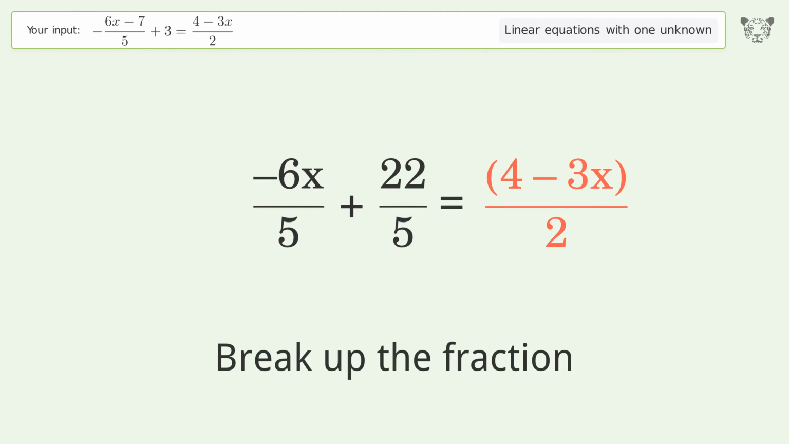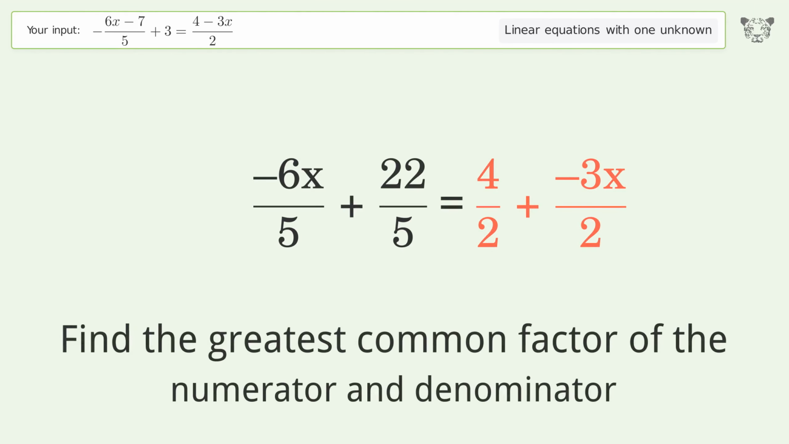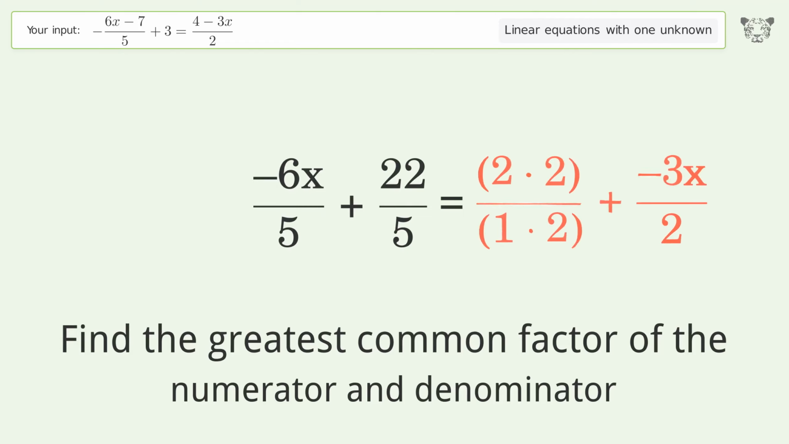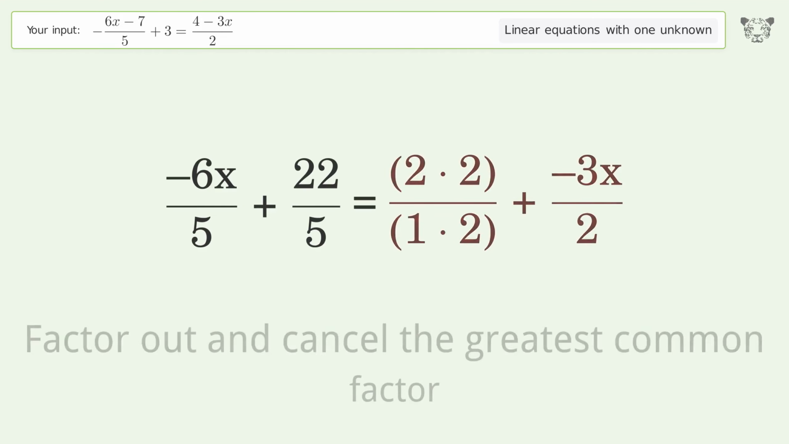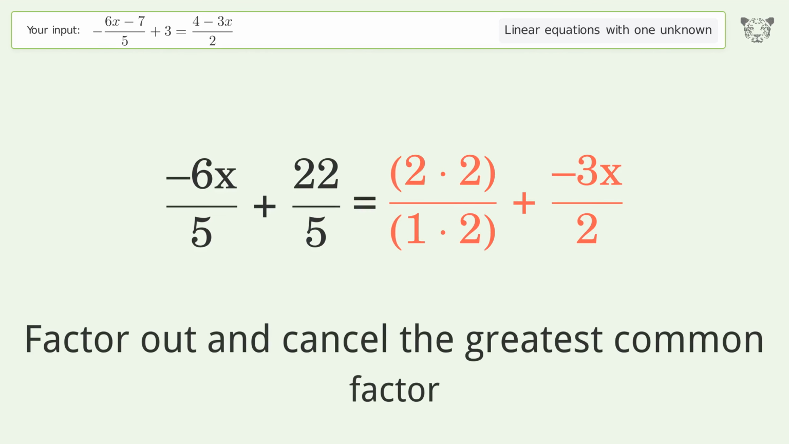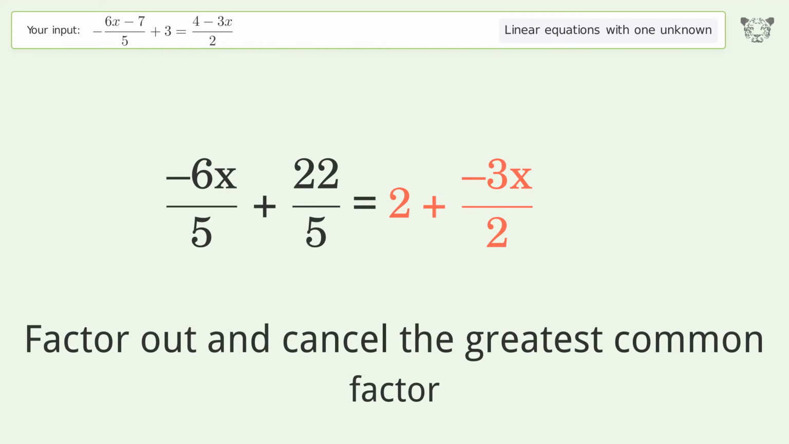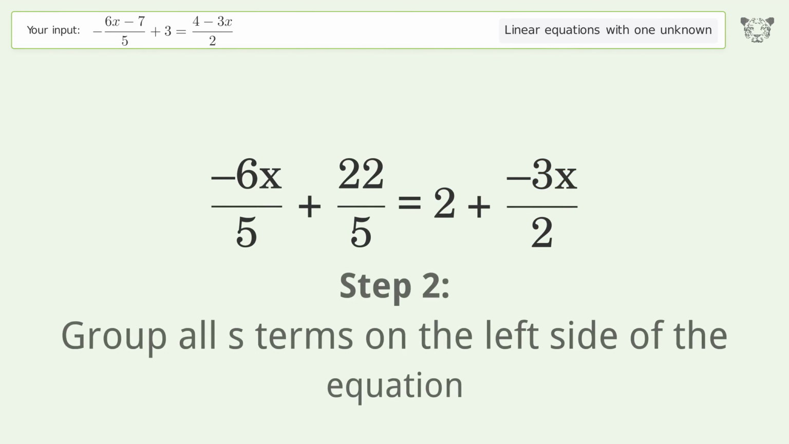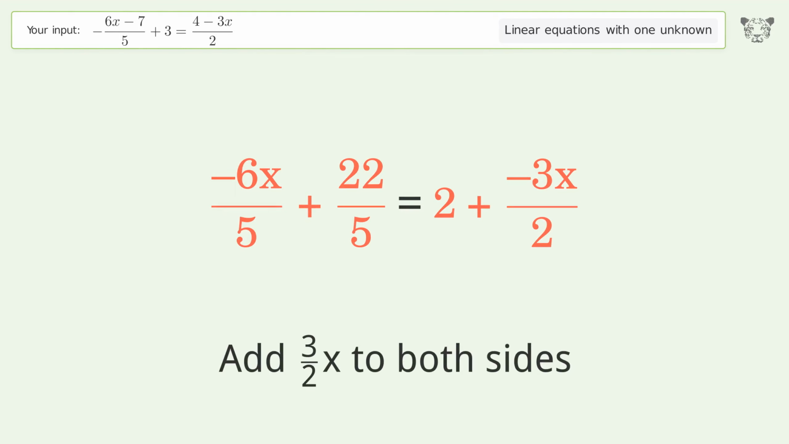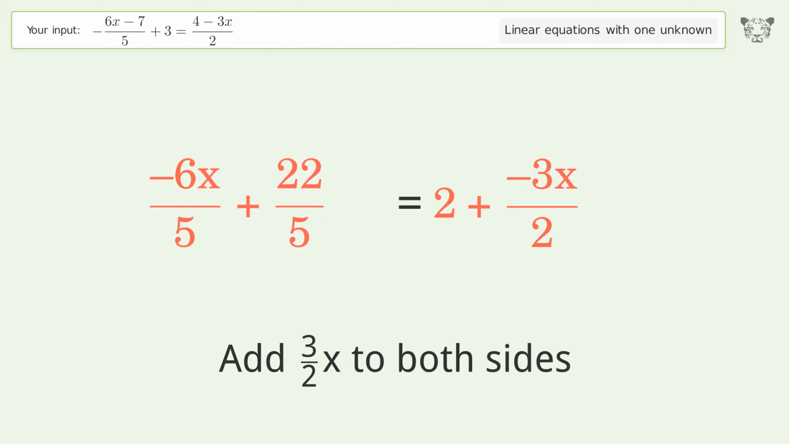Break up the fraction. Find the greatest common factor of the numerator and denominator. Factor out and cancel the greatest common factor. Group all x terms on the left side of the equation. Add 3/2x to both sides.